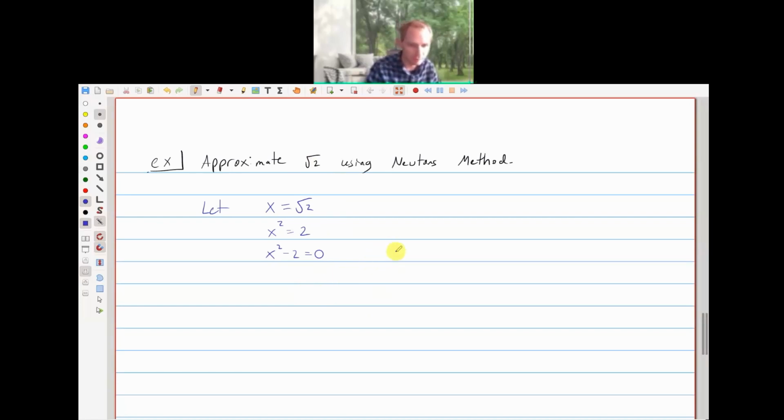So this is what we want to solve. We're going to let f of x equal x squared minus 2. So f prime of x is just 2x. That means that my Newton's method formula is going to look like this. Earlier I wrote this as xn and then xn minus 1, but I'm going to write xn plus 1. The next guess is going to equal the previous guess minus f of the previous guess divided by f prime of that previous guess. And my function is just x squared minus 2, and the derivative is just 2x.